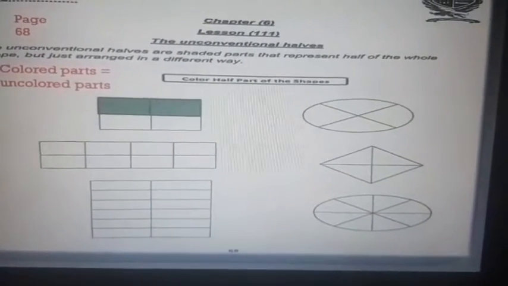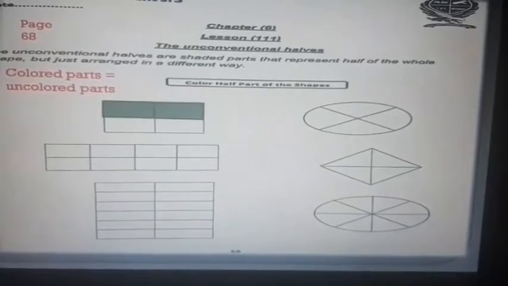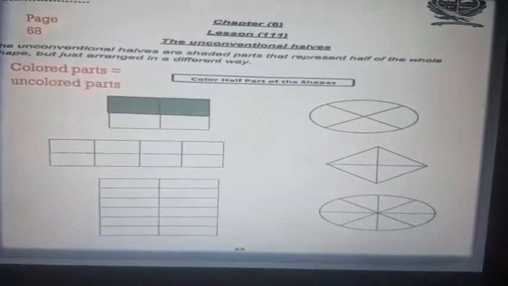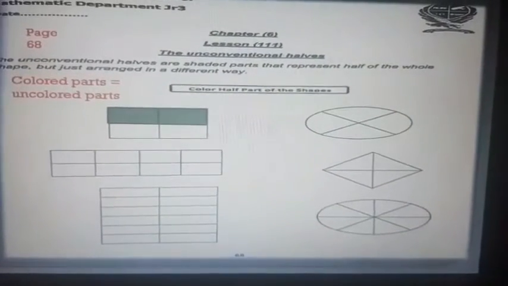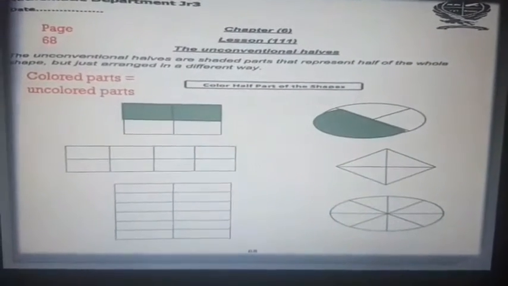Number 2, I have here a circle, divided in 4 parts. So I have the total parts is 4. 4 divided 2, or the half of 4 is, yes, 2. So I will color 2 parts.